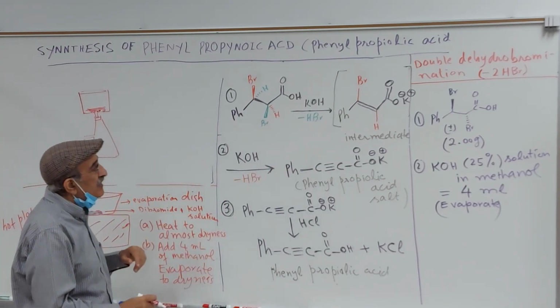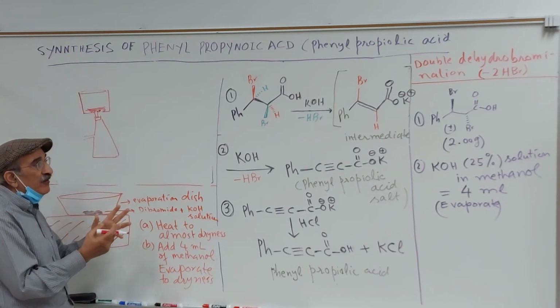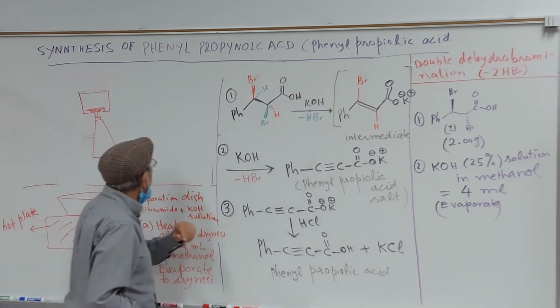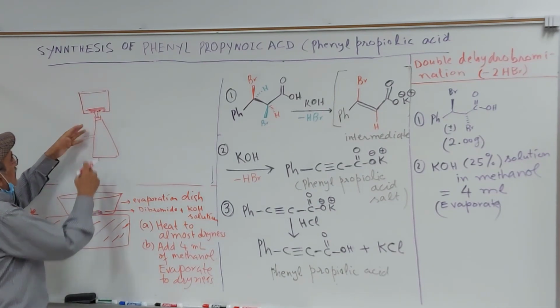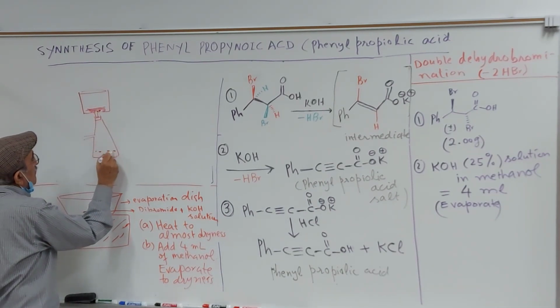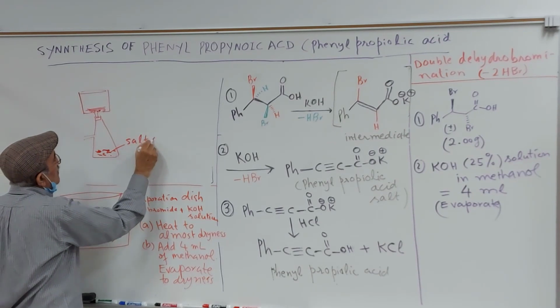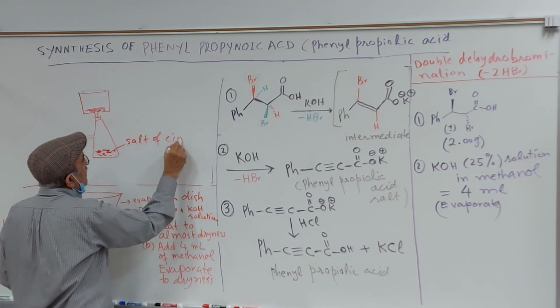Now what you do is basically you add water slowly and dissolve it, right? Because this will be a soluble one. You keep it there, and then you just add water, and water will bring your salt into solution. So this will be the salt of cinnamic dibromide.